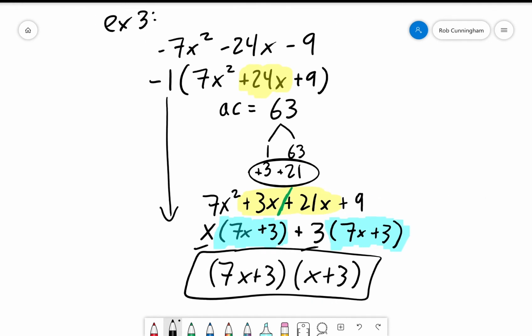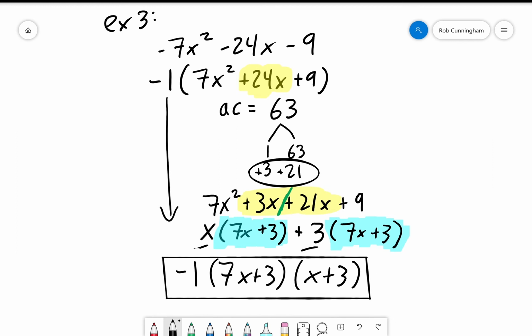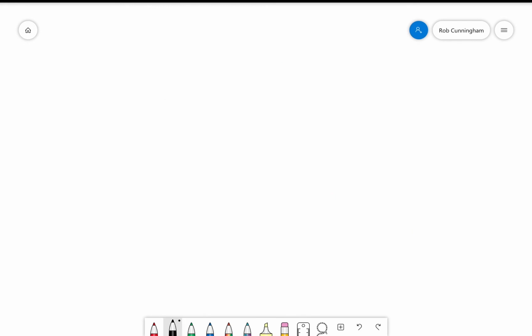Whoops, let's not forget that -1. This is a very important mistake that I very nearly made there. Don't forget, when you factor something out at the beginning, you might be ignoring it for a little while, but it doesn't go away. So that -1 still needs to be here. So don't forget that. And that's example 3. Let's move on.